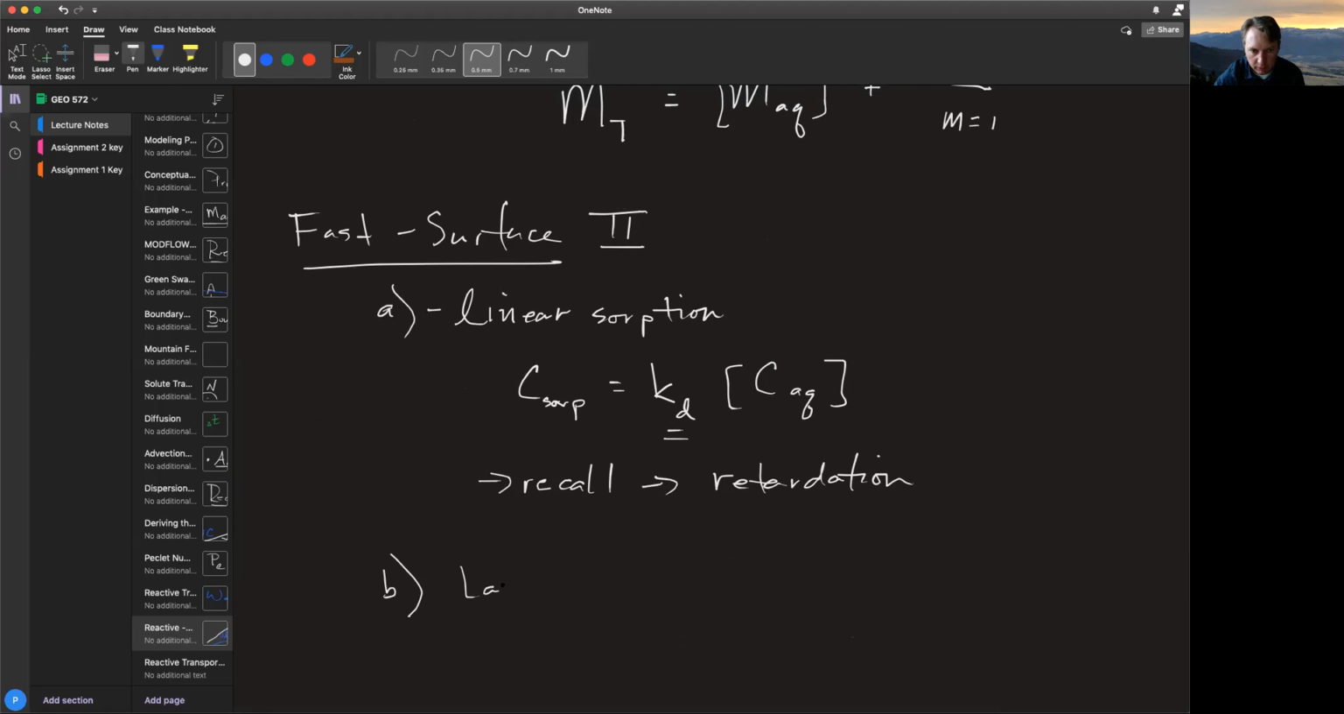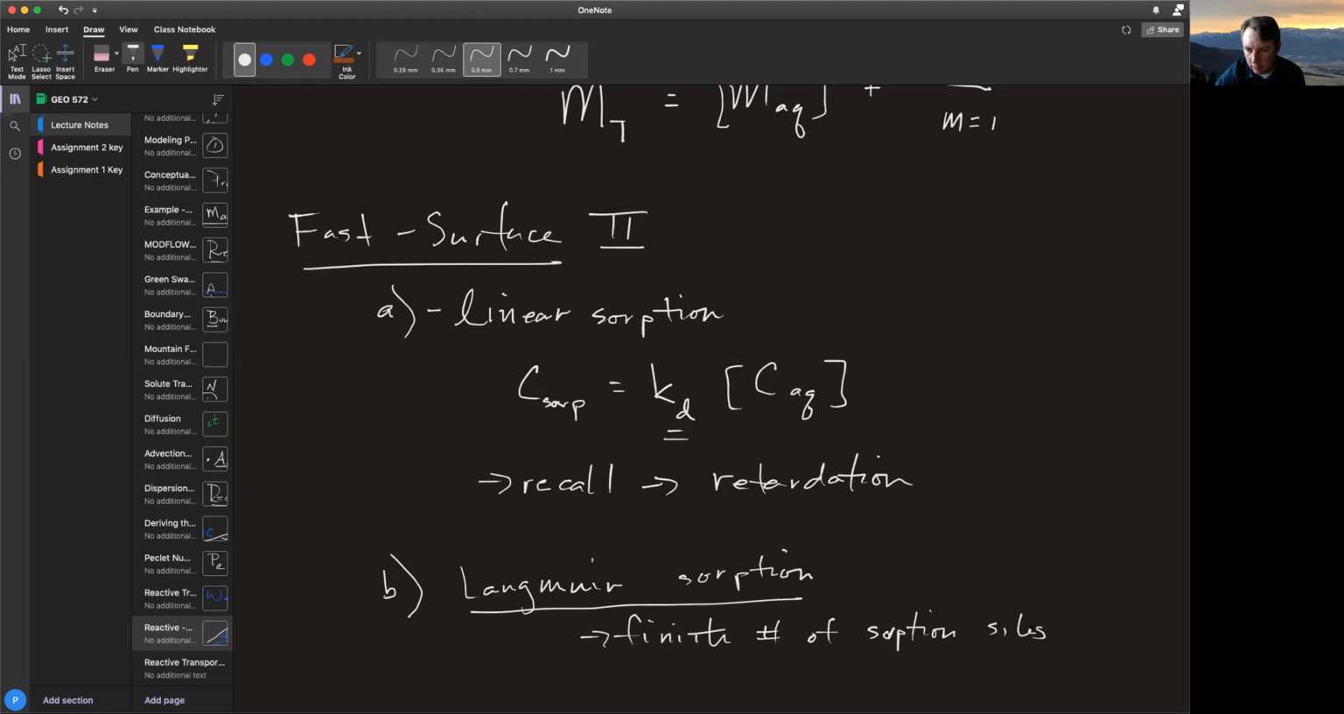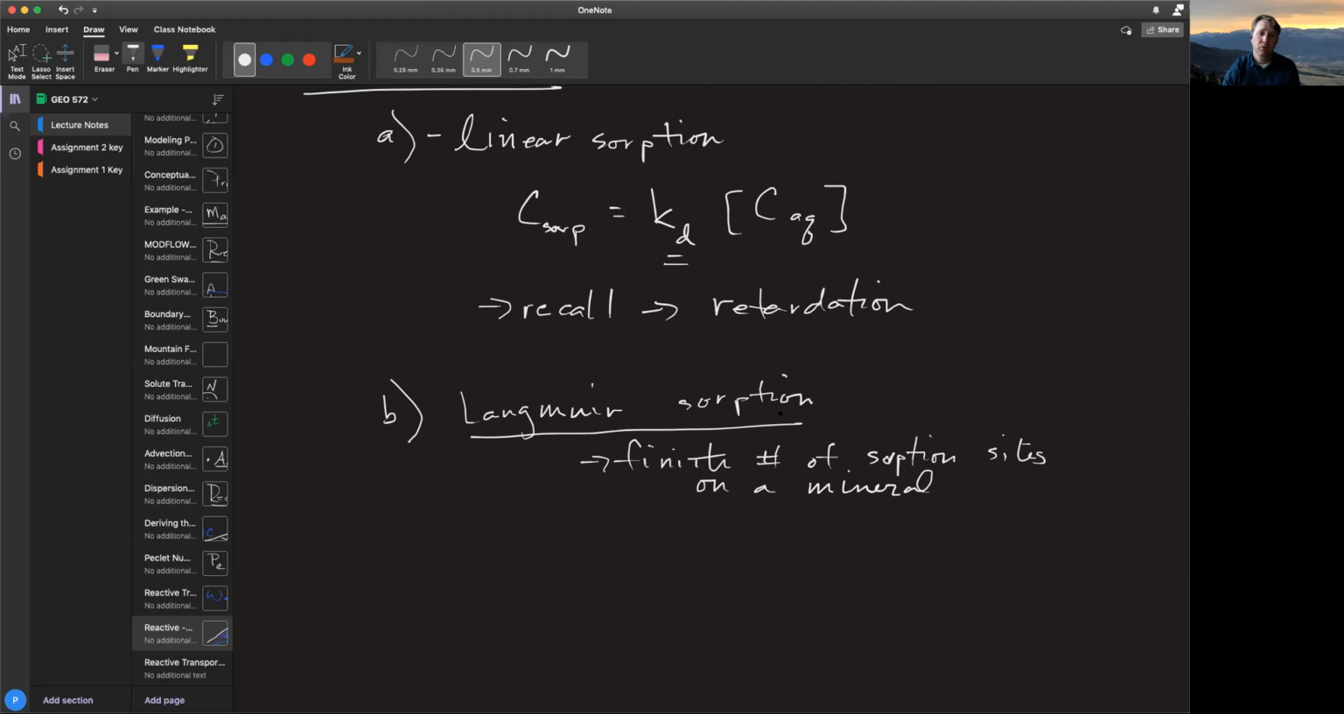So another example is Langmuir adsorption. And what Langmuir adsorption says is there's a finite number of adsorption sites on a mineral. So let's think about what linear adsorption says. It doesn't matter how high this aqueous concentration is, our C sorbed will just continue to increase forever, all right, and it's just going to be a straight line. And what Langmuir adsorption says is, well, there's some finite sink. At some point, you've saturated all your mineral surface with this sorbed material.